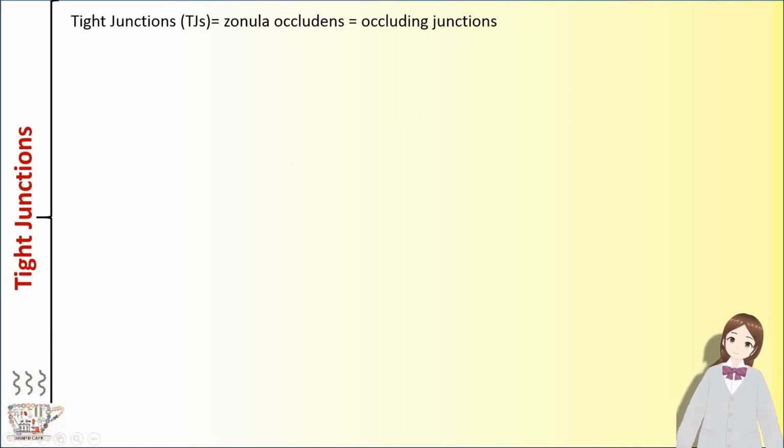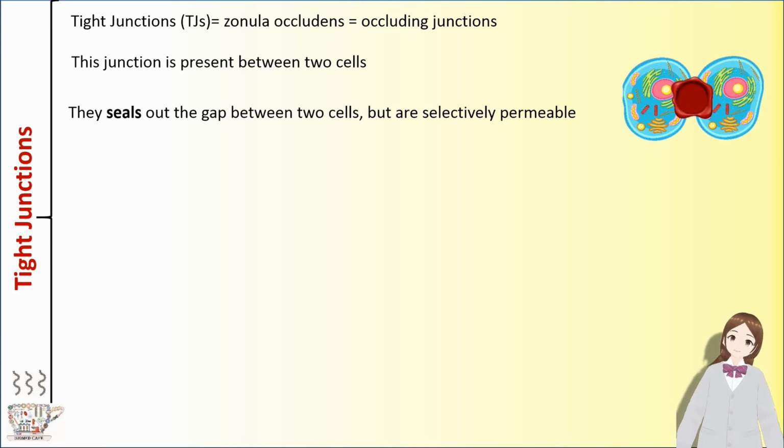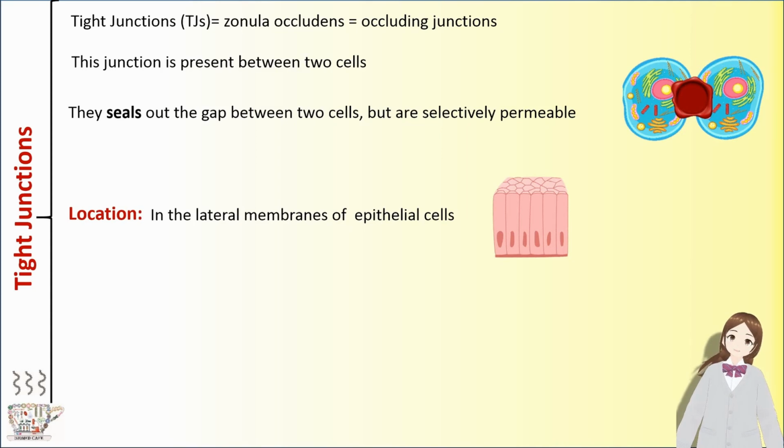Tight junctions. Tight junctions, also called zonular occludens or occluding junctions. This junction is present between two cells. They seal out the gap between two cells but are selectively permeable. They are located in the lateral membranes of epithelial cells.